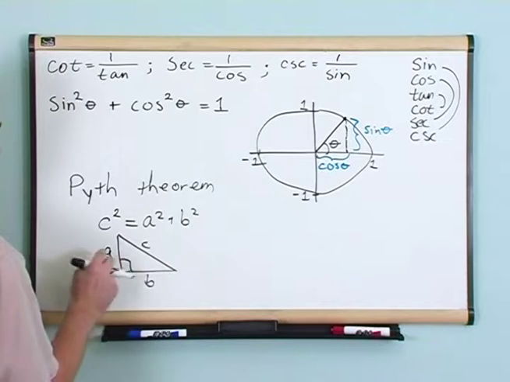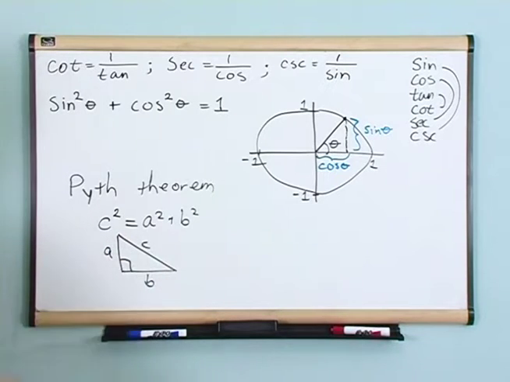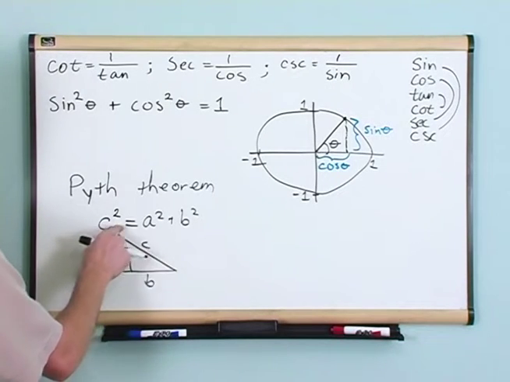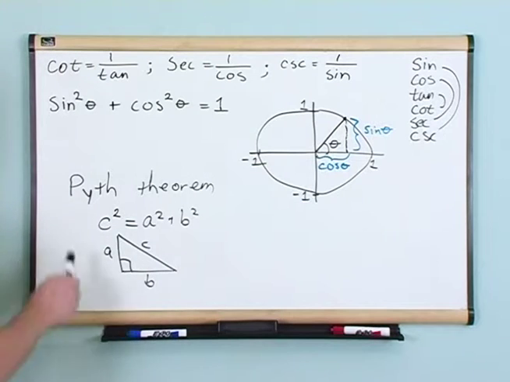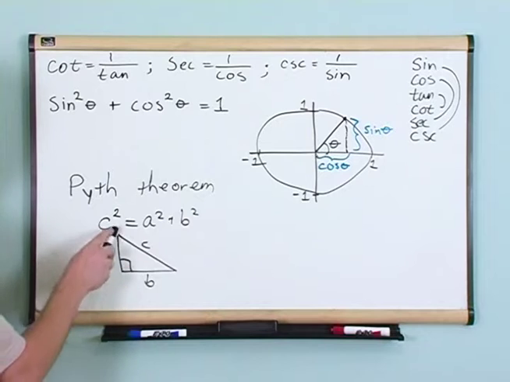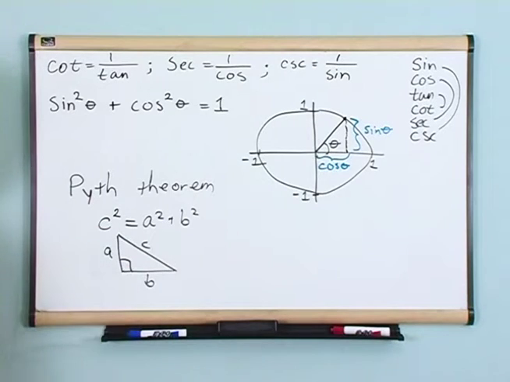And then here's one side and here's the other side. A and B really don't much matter. They're just added together. But C has to be the hypotenuse, okay? This is always true of every right triangle. The hypotenuse squared, this length squared, is equal to this length squared plus this length squared, okay?